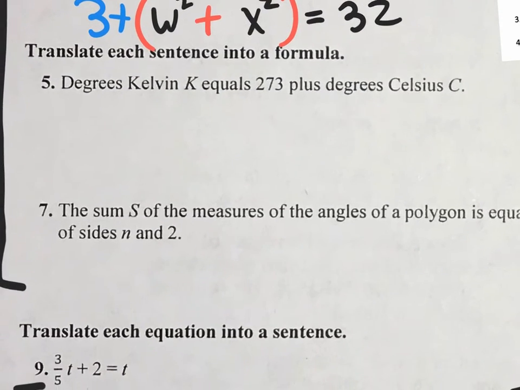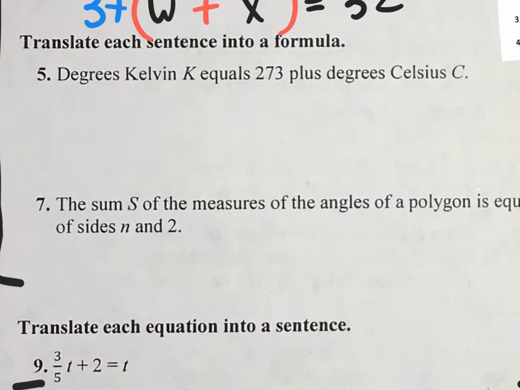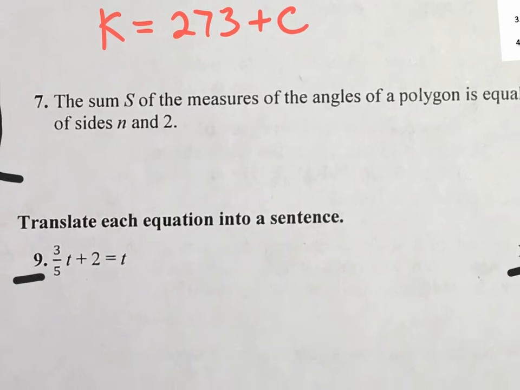Number 5, degrees Kelvin K. So what are we going to write? We're going to write K equals. They didn't even use the word is right there, they just straight out said equals 273 plus the degree Celsius C. It's too easy. It's like taking candy from a baby. Actually, that's pretty hard. The baby starts crying, and then, oh, okay. Number 7.